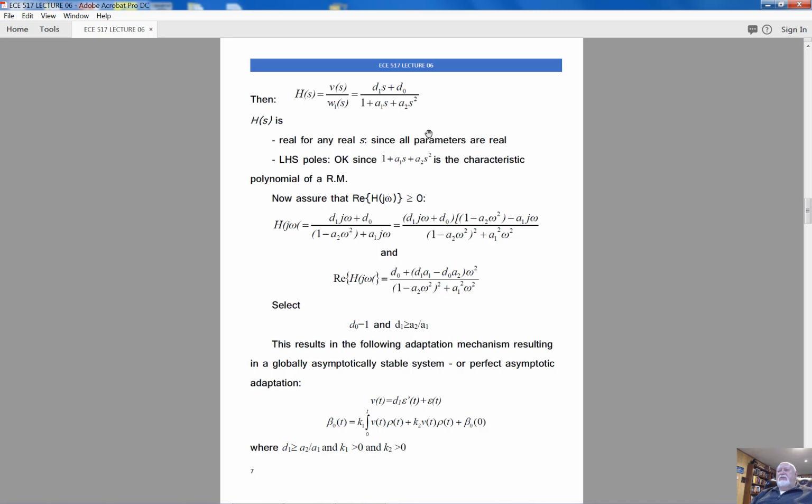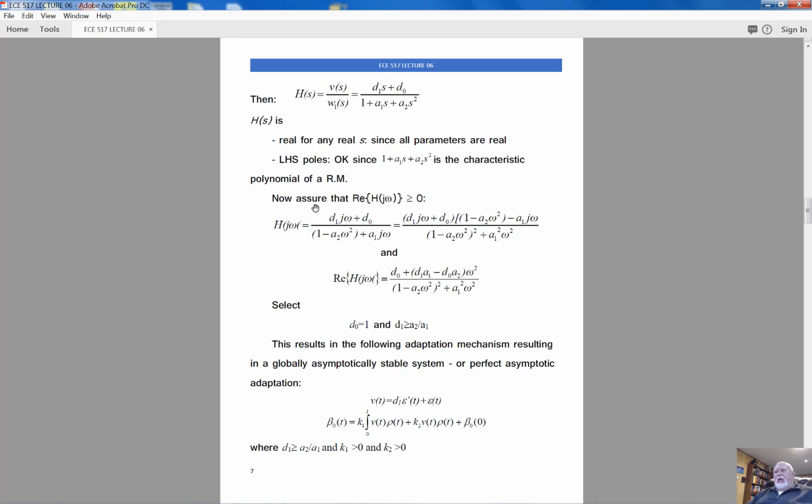This transfer function must be real for any real s. It is the case because all parameters are real, and therefore this condition would never be a problem for us. Now, what you have in the denominator is the characteristic polynomial of the reference model. The characteristic polynomial of the reference model must have all roots in the left-hand side. The reference model must be stable.